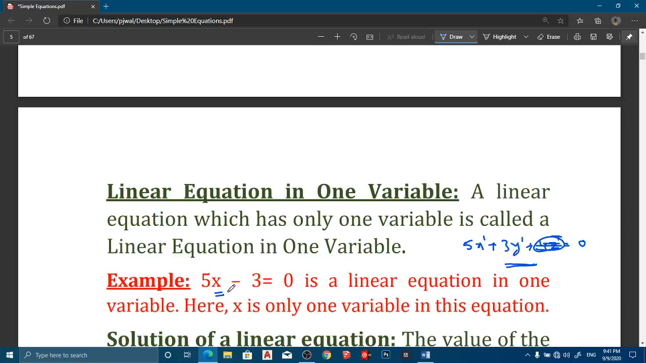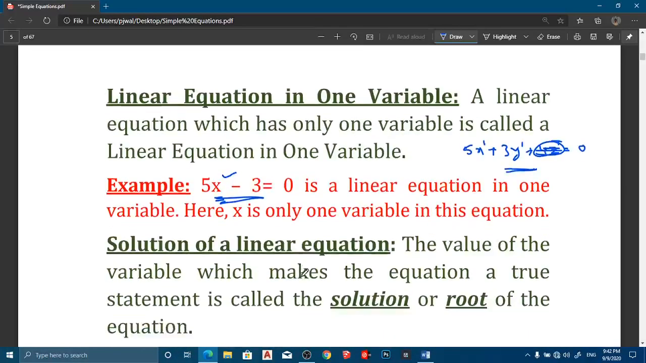If it is having only one variable like this, 5x minus 3 is equal to 0, this is called a linear equation in one variable only. Only one variable is there. Okay. This is called a linear equation in one variable only. This is also called simple equations because simply it is having only one variable, that is called simple.